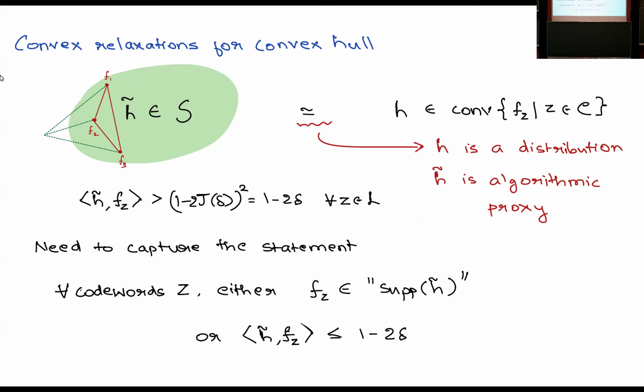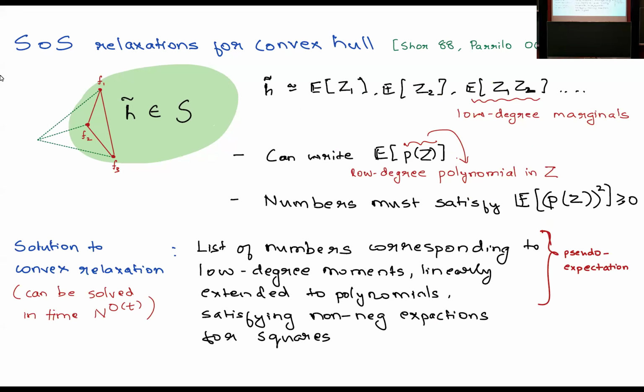All right, so we'll work with a convex proxy H tilde, which is some sort of convex relaxation. And as long as it satisfies this property, we'll be okay. The convex relaxation we'll work with is the sum of squares relaxation for convex sets. If you think of a convex hull, it's a set of distributions over code words. And instead of looking at distributions, which give you all kinds of moments, we'll only look at the set of low degree moments, or set of numbers. Linearly extended to polynomials, I just call them pseudo expectations, which is also a term we heard yesterday. These are pseudo expectations, which are dual objects of the sum of squares proof system.